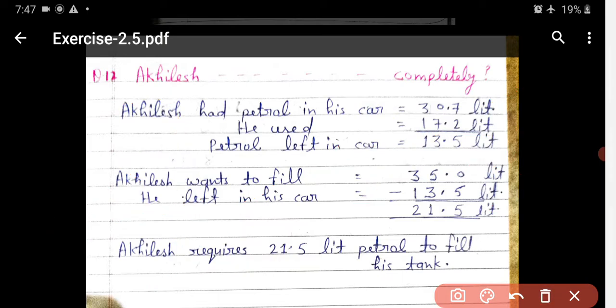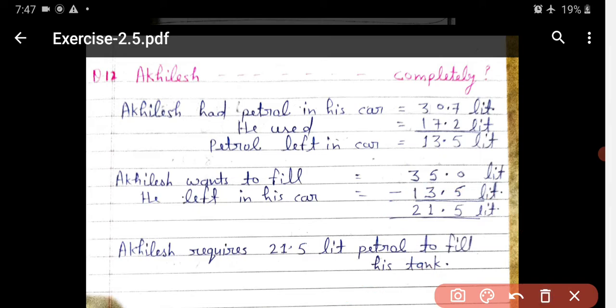So you have to write Akhilesh wants to fill the tank. How much petrol do they want? 35 liter. The amount of petrol left in the car is 13.5 liter. Now how much petrol is required to fill the tank? So from the total, that is 35 liter, you have to subtract how much is present here, that is 13.5. Now just subtract, put the decimal, add 0 to make it balance. Now 10 minus 5 is 5, it becomes 4. 4 minus 3 becomes 1, and then 3 minus 1 becomes 2. So your answer is 21.5 liter. It means that Akhilesh requires 21.5 liter petrol to fill his tank.